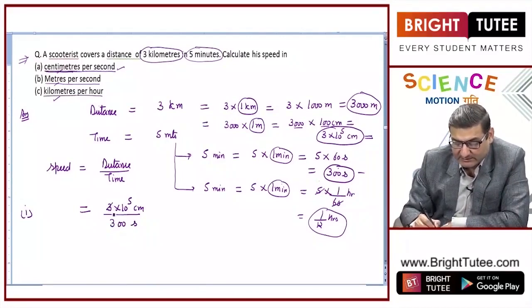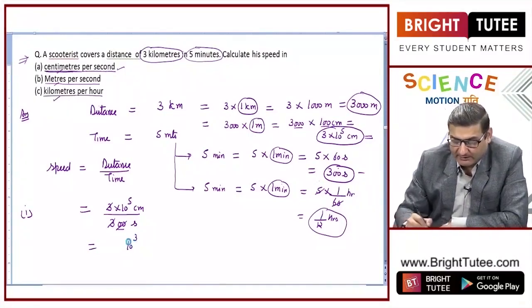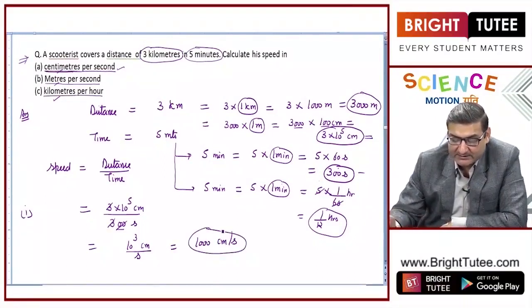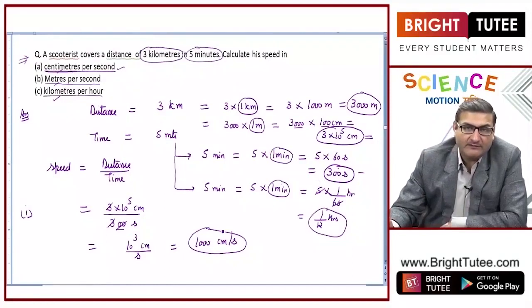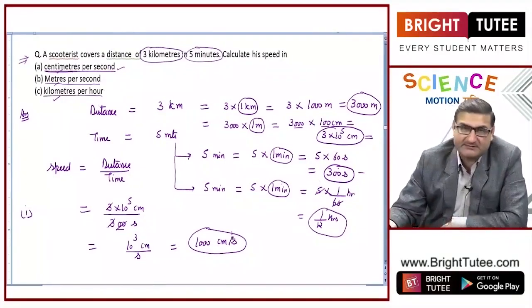I will cancel out this 3 with 3, and these 2 zeros I will cancel out with these, and because here 5 zeros are there, with cancelling 2 zeros I will get 3 zeros. So I will get the power 10 to the power 3. This is centimeters per second, or I can say it is 1000 centimeters per second. This is the speed of the scooterist in centimeters per second, 1000 centimeters per second.